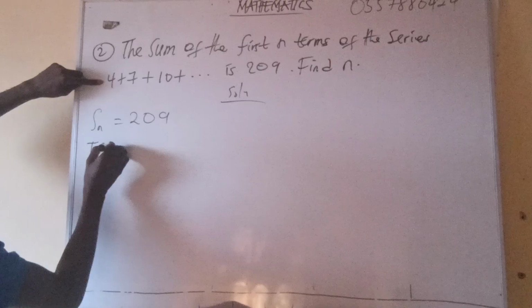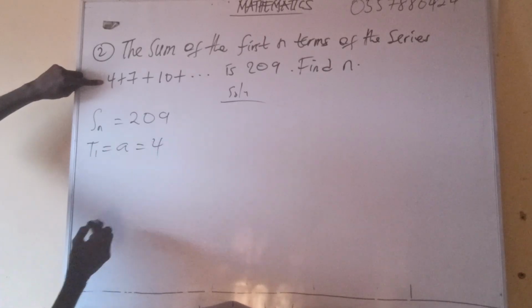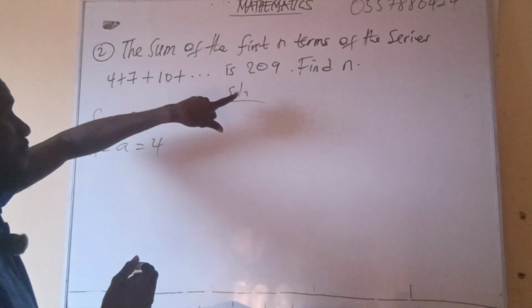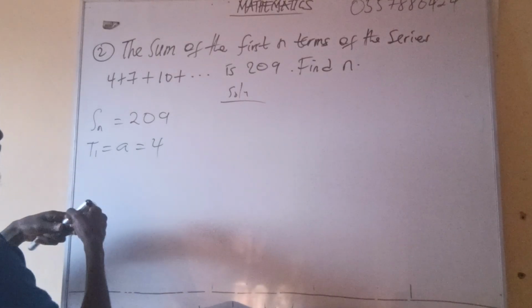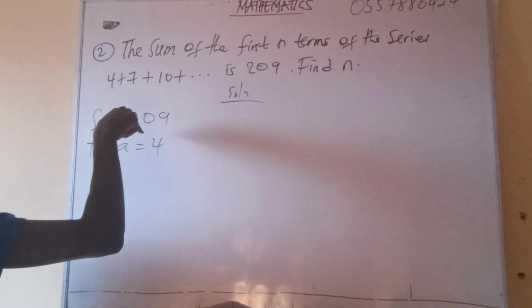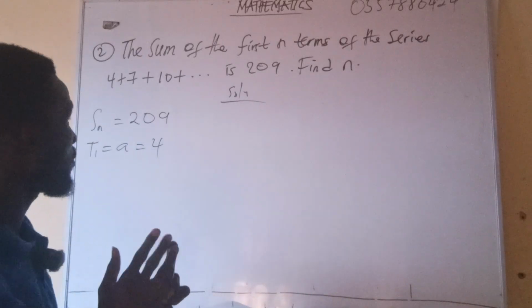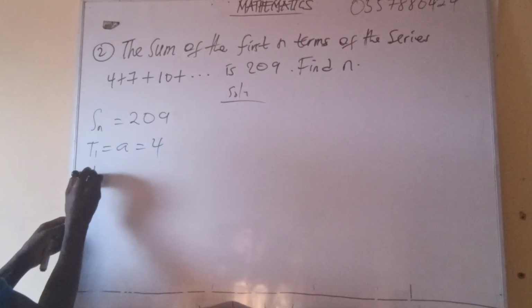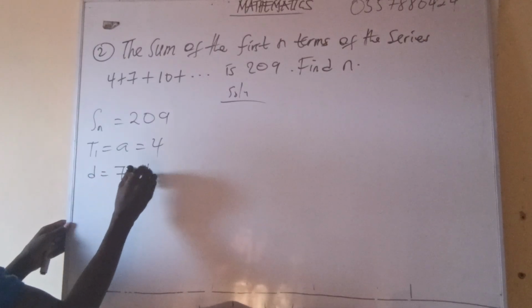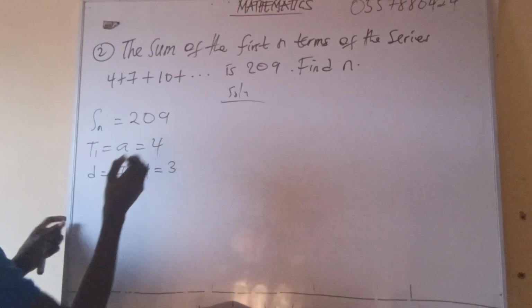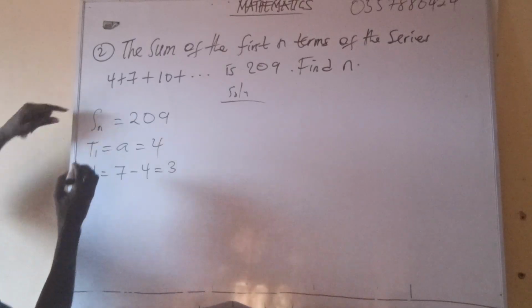It is so simple like that. It's about understanding the problem. Now, with this one, I know the first term, T1, is 4. Now, this one is an AP. Why is it an AP? 7 minus 4 will give us 3. 10 minus 7 will give us 3, because this one is an AP and it has a common difference. So I'm going to have the common difference to be 7 minus 4, which would give us 3.